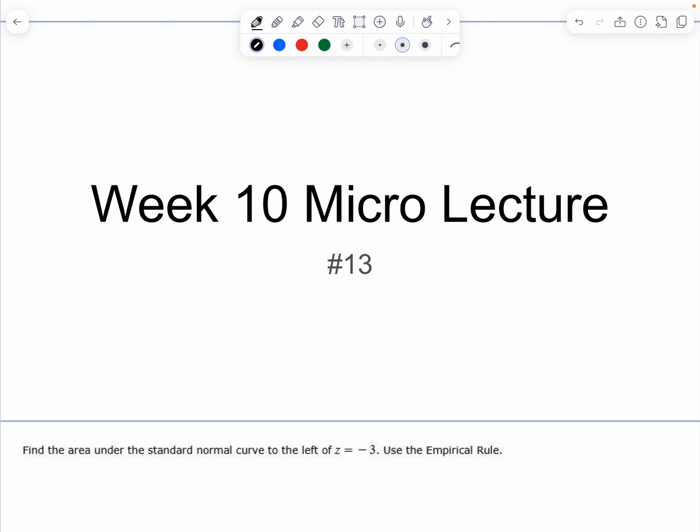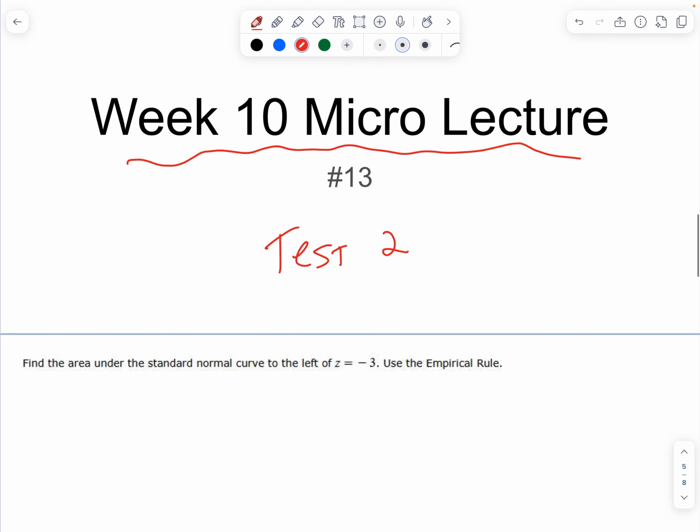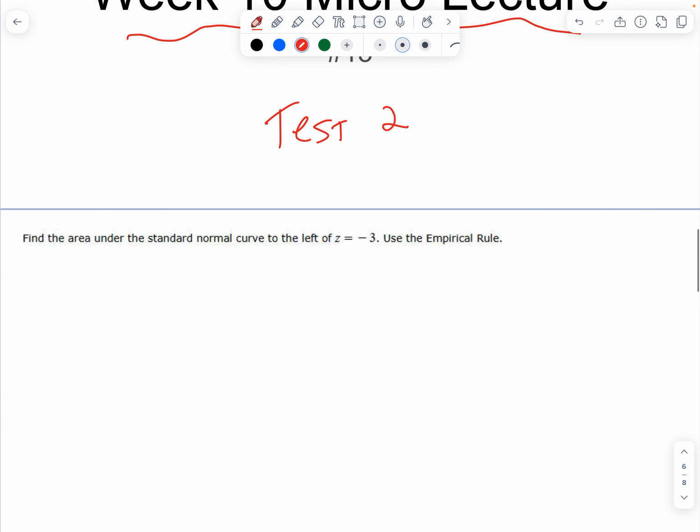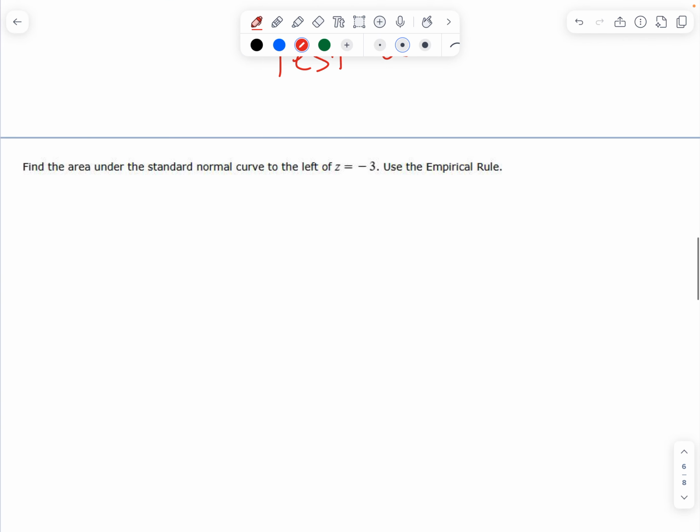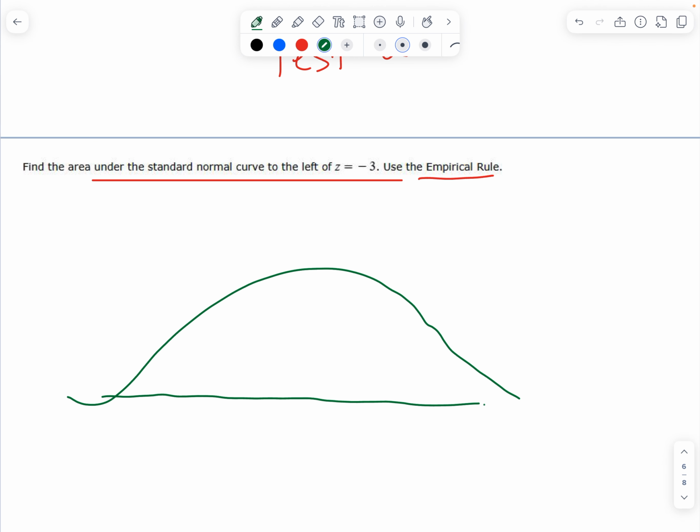Right, so we're going to take a look at another type of problem, a concept that you might encounter on test 2. I don't want you to miss a problem like this, so let's take a peek. Find the area under the standard normal curve to the left of z equals -3. Use the empirical rule. Okay, let's draw our normal curve.